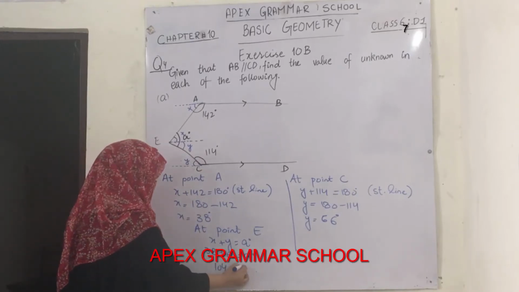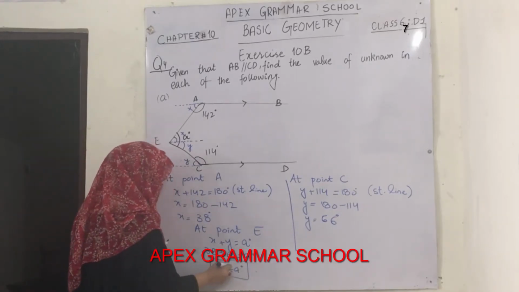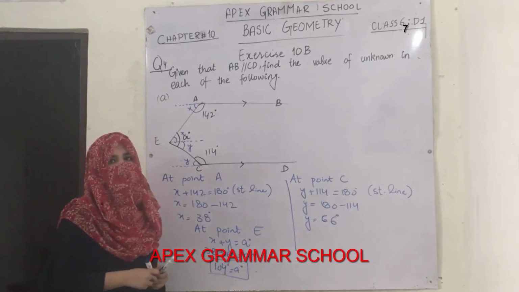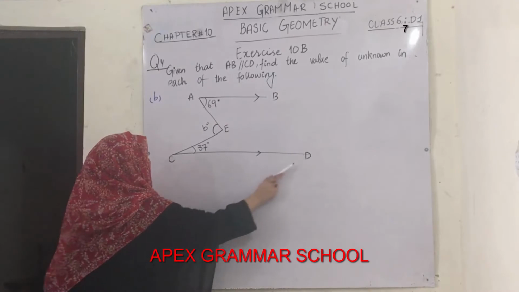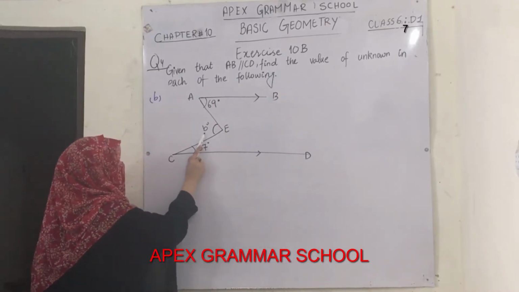104 is equal to 8 degrees. So the value of A is 104. Question number 4, B part. AB is parallel to CD and the unknown over here is B degrees.